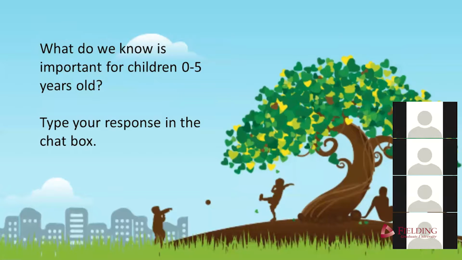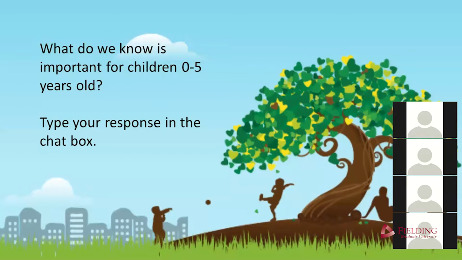Okay, so what do we know is important for children 0 to 5 years old? So go ahead and type your response in the chat box, just kind of what is really important for this age already. Why focus so much on this age? Predictable environments, play.